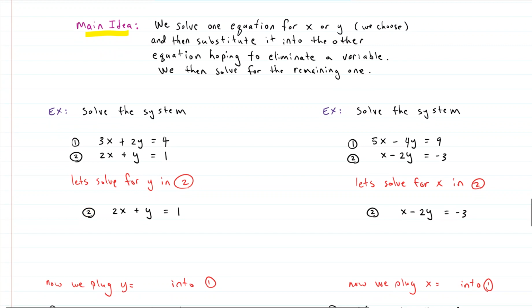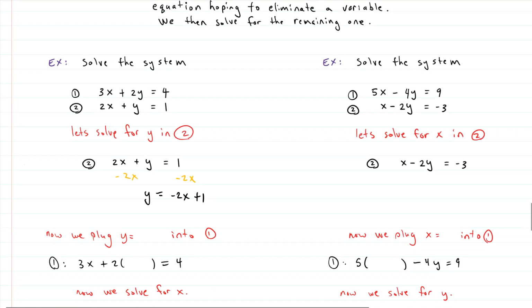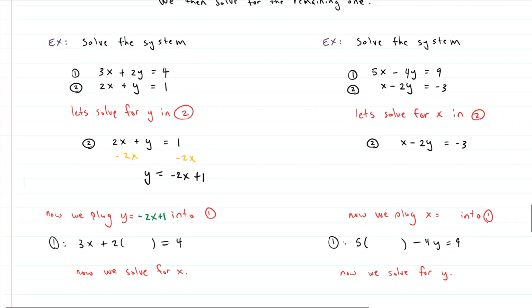And let's solve for y. So that means we take 2x to the other side. And what do we get? We get y equals negative 2x plus 1. So now we'll take that y equals negative 2x plus 1, and we'll plug it back into the other equation, equation number 1.